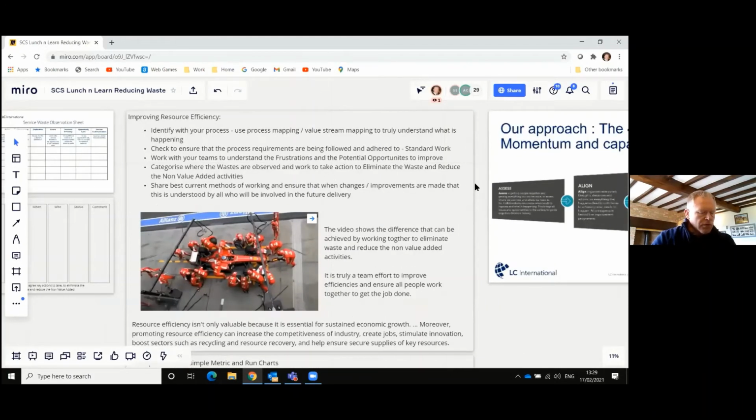Okay then, so we're going to look now at improving resource efficiency. So we've looked at the removal of waste. We've looked at our focus on waste rather than just the value add, because it's the waste that stops us achieving.